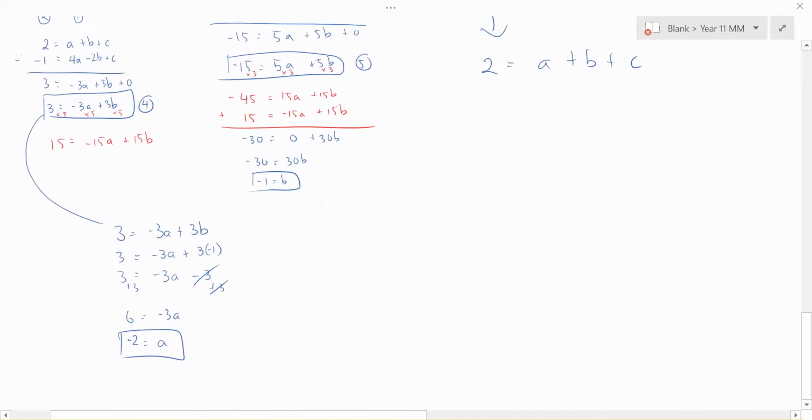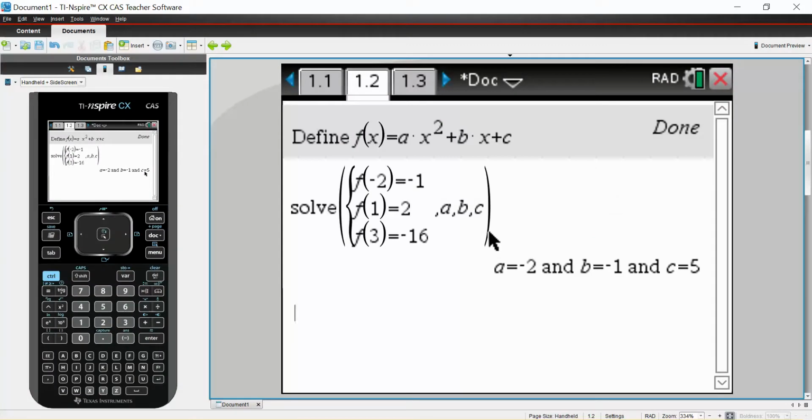And I'm only missing c. So a was equal to negative 2 plus b, which is negative 1, plus c, which I don't know. So this works out to be negative 2 minus 1 plus c. And negative 2 minus 1 is negative 3. So add 3 on both sides, and you can see c equals 5. And let's check if that was correct on my calculator. There you go. C equals 5, b equals negative 1, a equals negative 2.